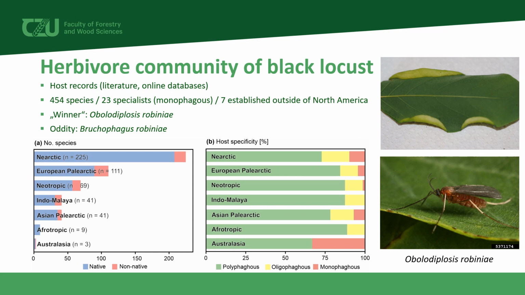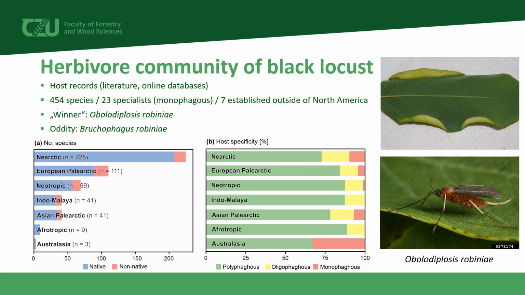As the first step in my research, I compiled information on the insect herbivore community of the black locust from scientific literature and online databases. We recorded 454 species that feed on black locust, with the largest portion being in the Nearctic region, which includes the native area. The second largest herbivore community was recorded in the European Palearctic region, which also has the longest history with this tree.